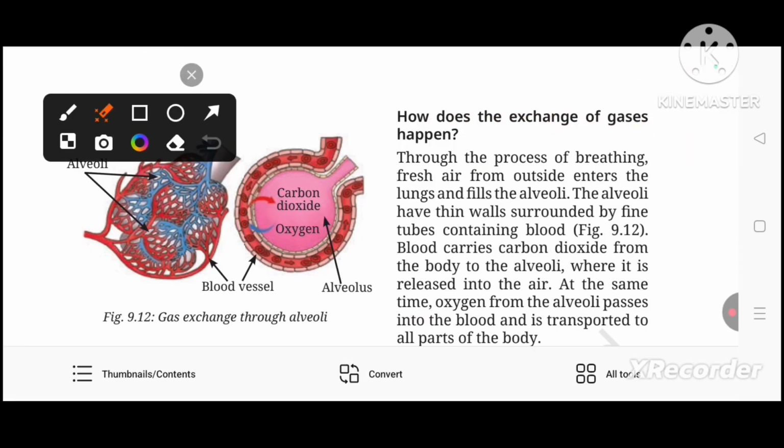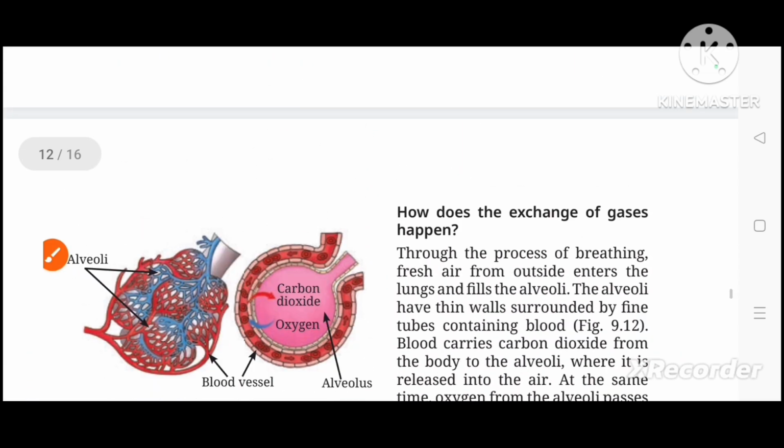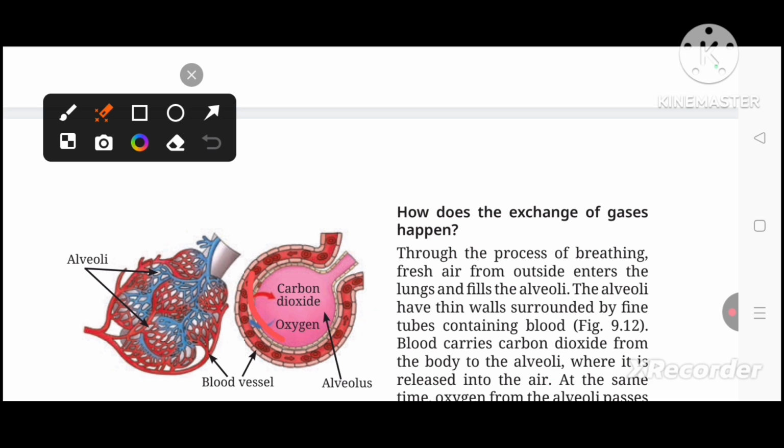How does the exchange of gases happen? Through the process of breathing, fresh air from outside enters the lungs and fills the alveoli, which have thin walls surrounded by fine tubes containing blood. The blood carries carbon dioxide from the body to the alveoli, where it is released into the air. At the same time, oxygen from the alveoli passes into the blood and is transported to all parts of the body. This is an alveoli. This is the diagrammatic structure of alveoli where carbon dioxide and oxygen are exchanged with the blood vessels. These are the blood vessels. These are the alveoli.